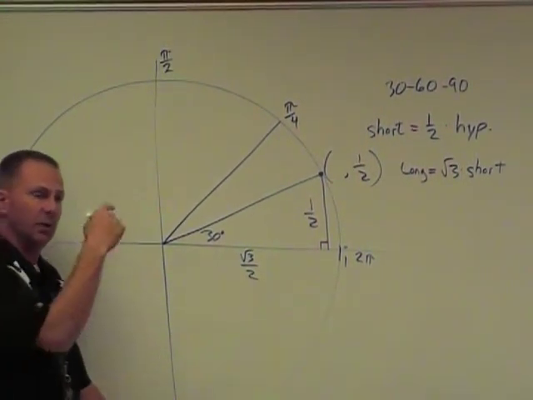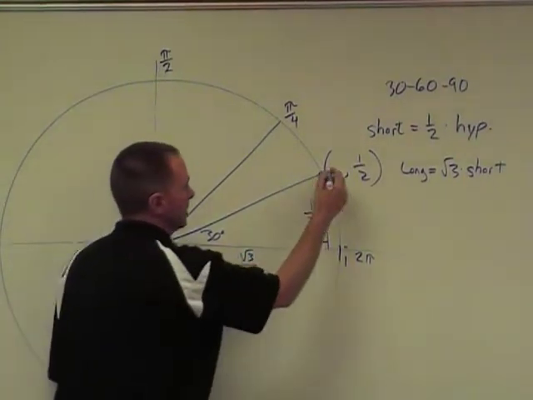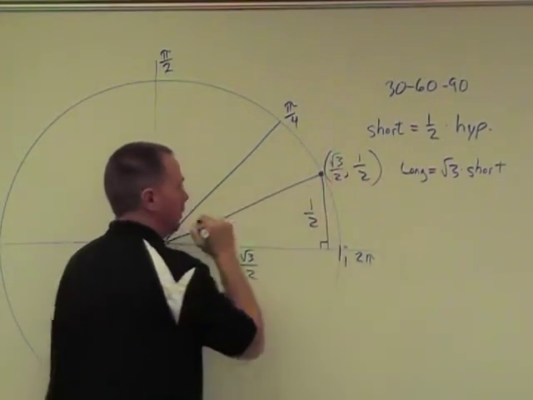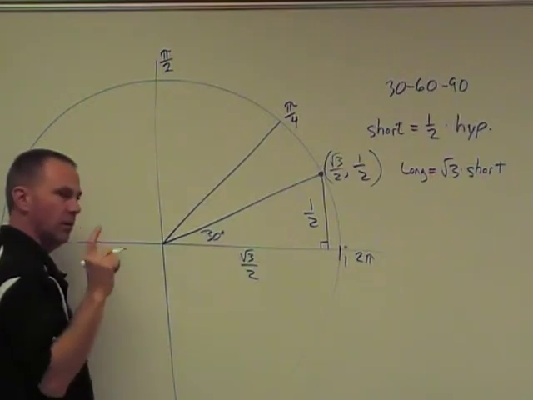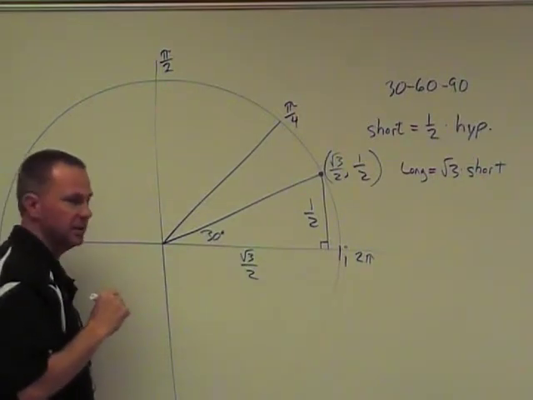What you need to realize is whether you have the short leg or the long leg. So this is the square root of 3 over 2. That's the terminal point. Watch how easy the rest of this is.